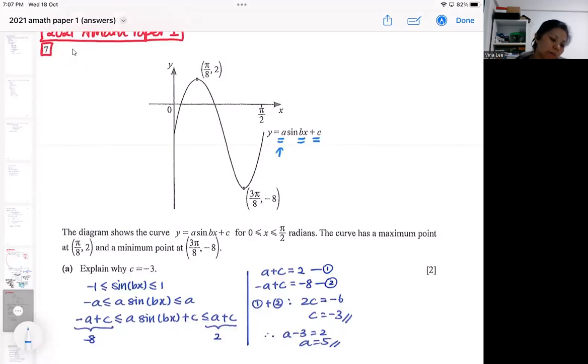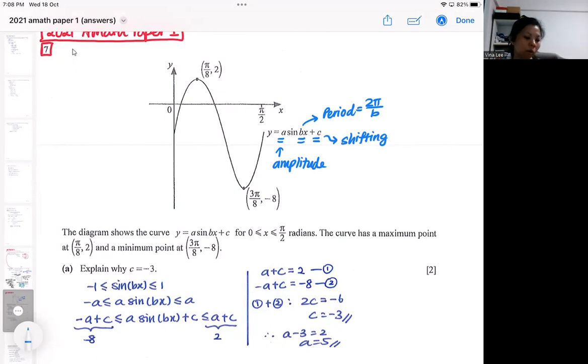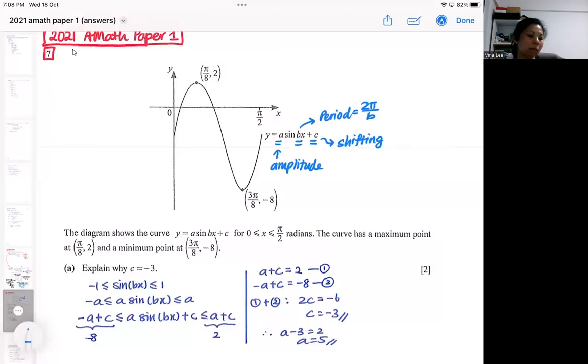A represents the amplitude. Then B will be responsible to tell you the period, so the formula for period depends on B. C is the shifting of the graph, whether a graph is being shifted up or down, and how many units is being shifted up or down. I will be showing you my method and I will also be showing you the alternative method.